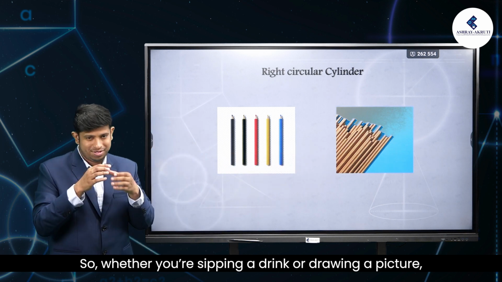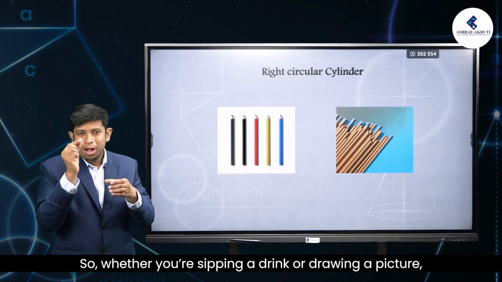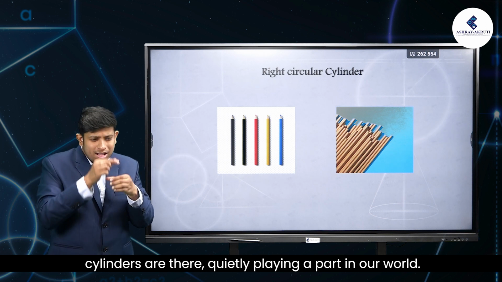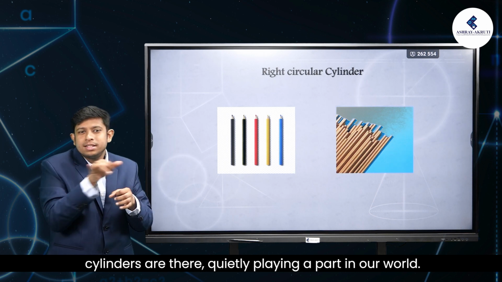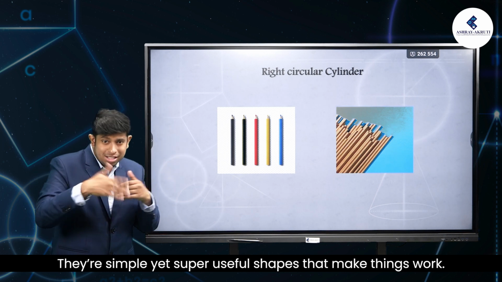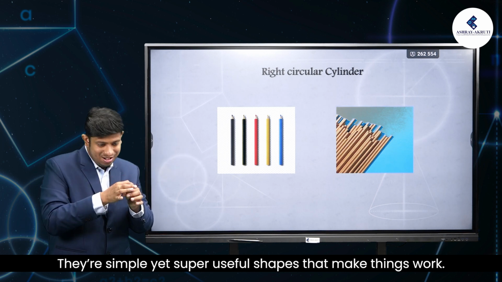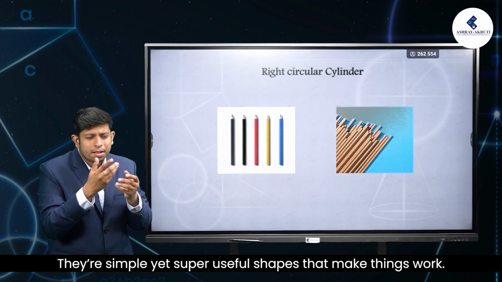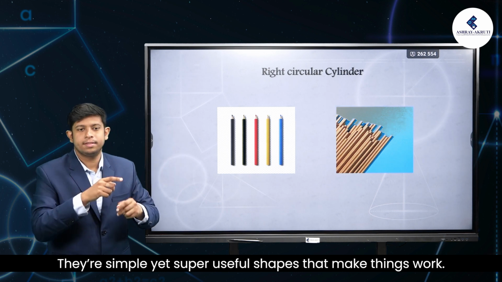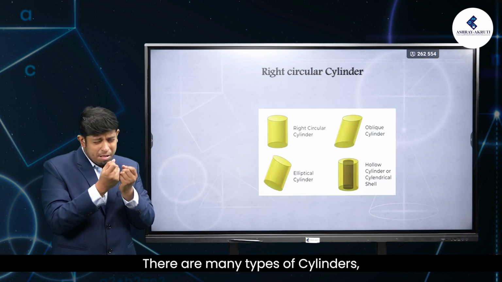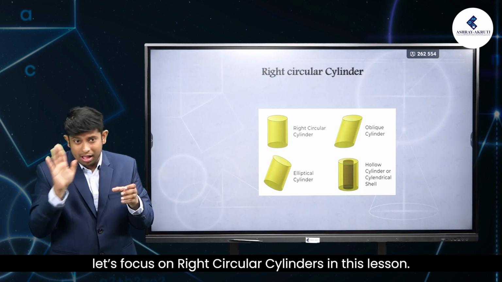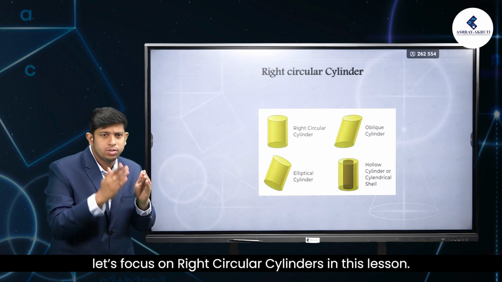So, whether you are sipping a drink or drawing a picture, cylinders are there, quietly playing a part in our world. They are simple yet super useful shapes that make things work. There are many types of cylinders. Let's focus on the right circular cylinder in this lesson.